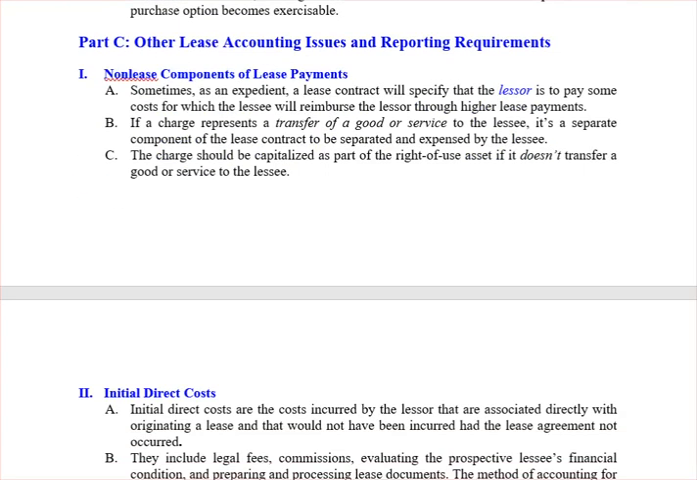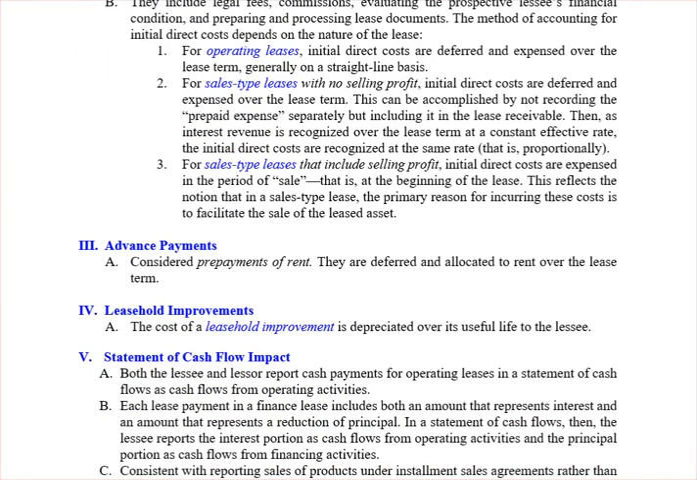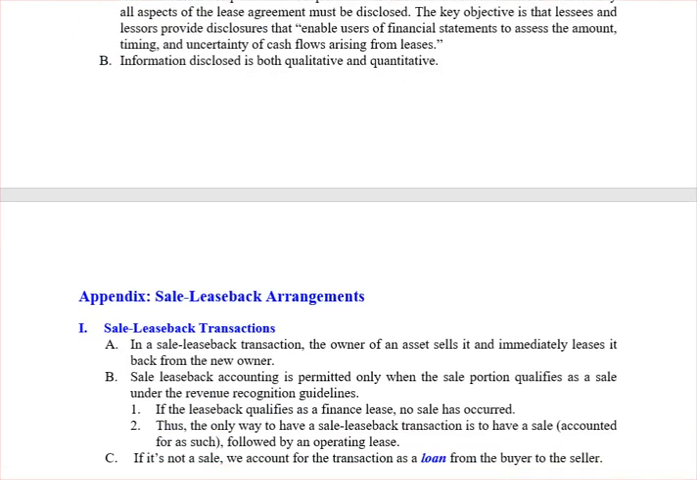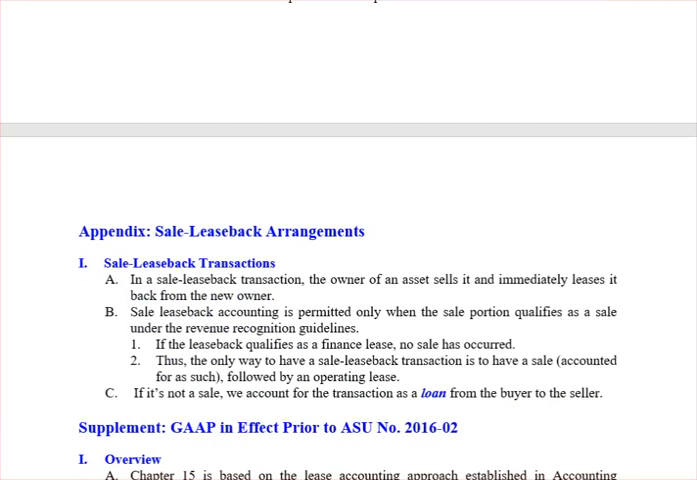All right, part C, I would say understand about the direct costs and how they are affected, and that's in your PowerPoints. Lease disclosure is extensive. I'm not going to ask you a lot about them.